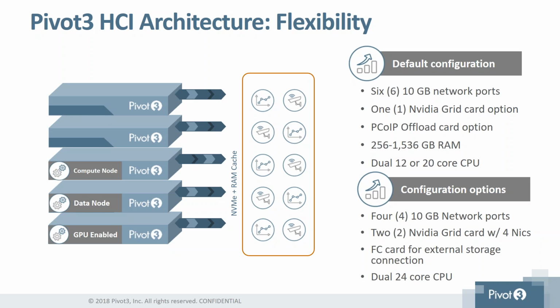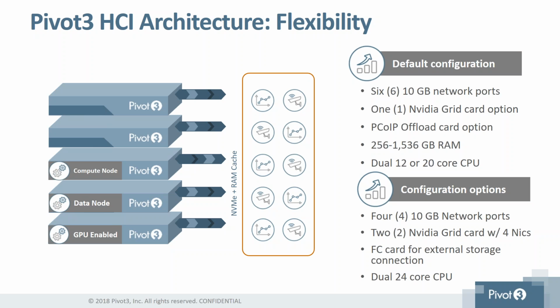And with those 6 NICs, because we are running on an OEM platform, either Dell, Lenovo, or Supermicro, depending on your choice, we're physically constrained. We only have so many spots in the servers. So normally we have the option for 1 graphics card, a PCoIP offload card, 256 gigabytes to 1.5 terabytes of memory, and then dual 12 or 20 core CPUs. Those are our default configurations.